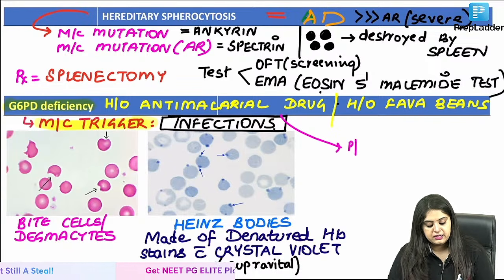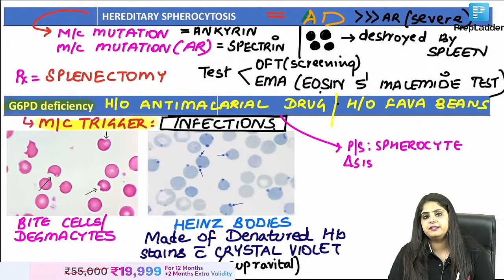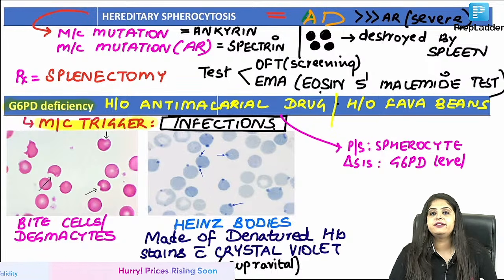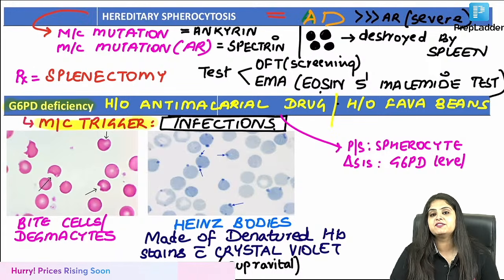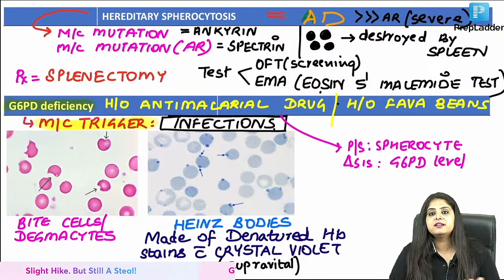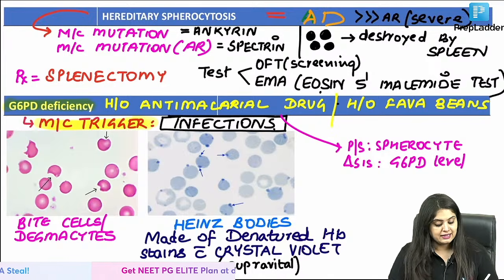For the diagnosis of G6PD, firstly, the peripheral smear, as you studied, ma'am, will show you spherocytes. And for the diagnosis, you are not going to do any fancy test. You are just going to measure G6PD levels. This is so simple. Like for iron deficiency, you do iron levels. For B12 deficiency, you do B12 levels. For G6PD deficiency, you do G6PD levels, and keep life simple over there. And that is the story.